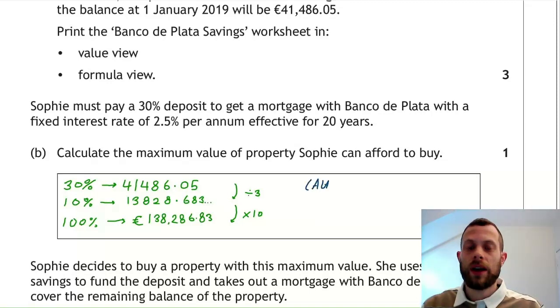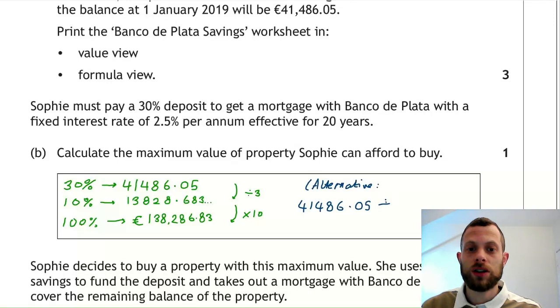Now here's another way of doing it, which is like the other reverse percentages method that we actually had earlier in the exam paper. And this is to realise that to find 30% of a number, you multiply by 0.3. We are given what 30% is, and now we need to get back to the original number. So the opposite of multiplying by 0.3 is dividing by 0.3. So you would do 41,486.05 divided by 0.3, and that will give you the same answer in euros.